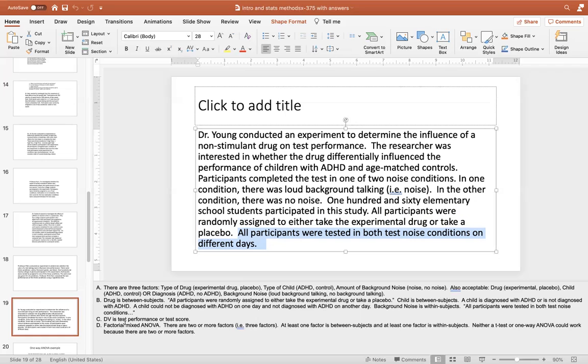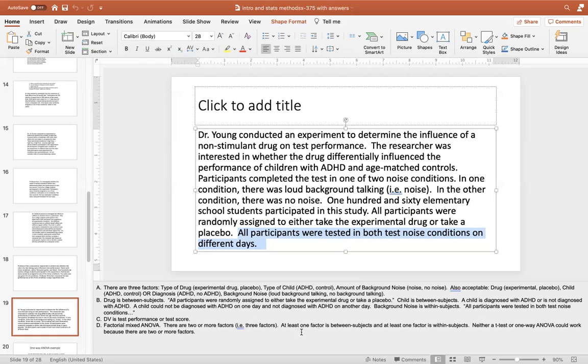The dependent variable is test performance, or once again, you could say test score. And then finally, the hypothesis test that you would use is factorial mixed ANOVA. So the reason factorial is correct is because there are 2 or more factors. There's actually 3 factors here. Anytime you have 2 or more factors, then your ANOVA will be factorial.